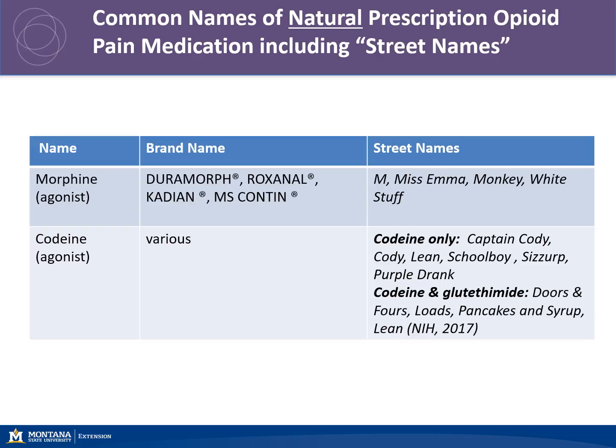Morphine includes brand names such as Duramorph, Roxanol, Kadian, and MS Contin. Street names for morphine include Miss Emma, Monkey, White, and White Stuff. Codeine has various brand names, and on the street it may be referred to as Captain Cody, Cody, Schoolboy, Sizzurp, Purple Drink, Doors and Fours, Loads, Pancakes and Syrup, and Lean.